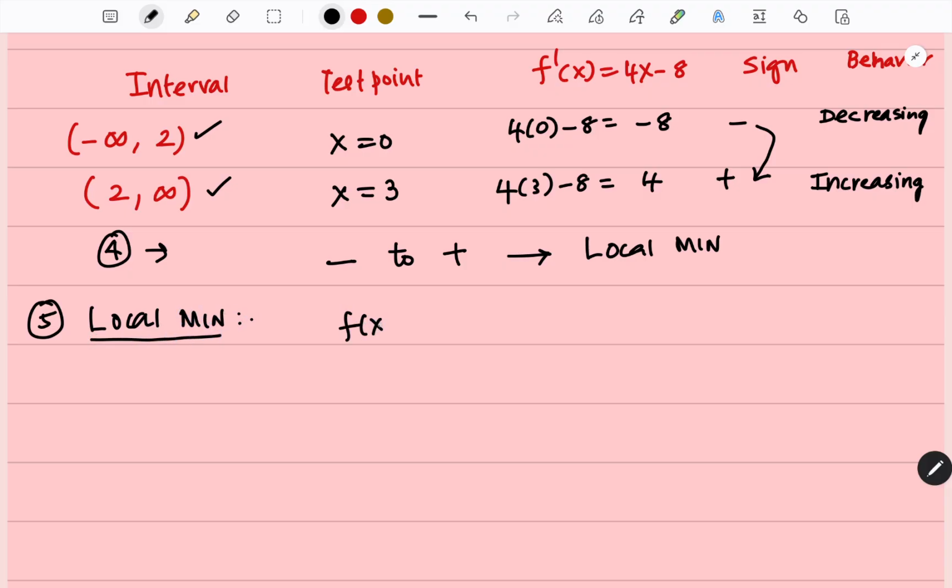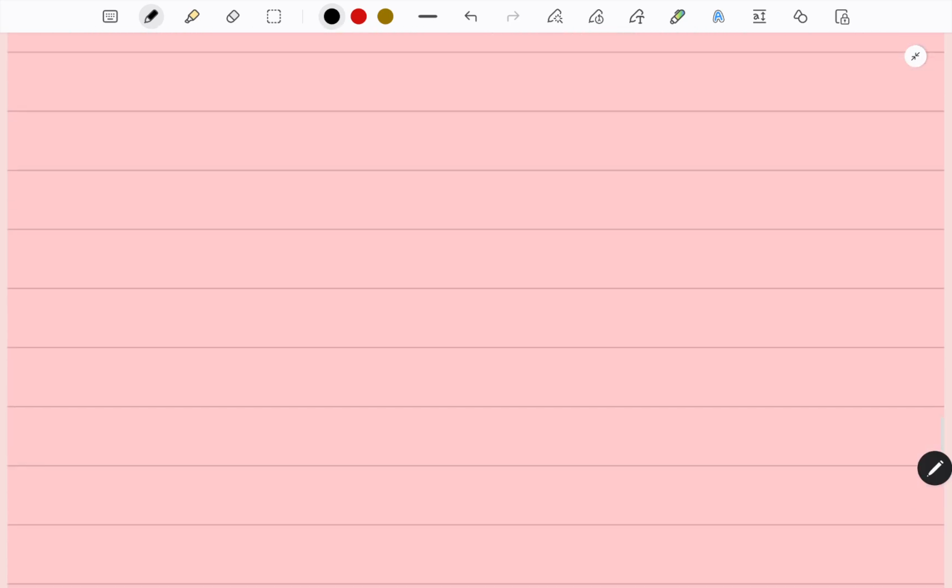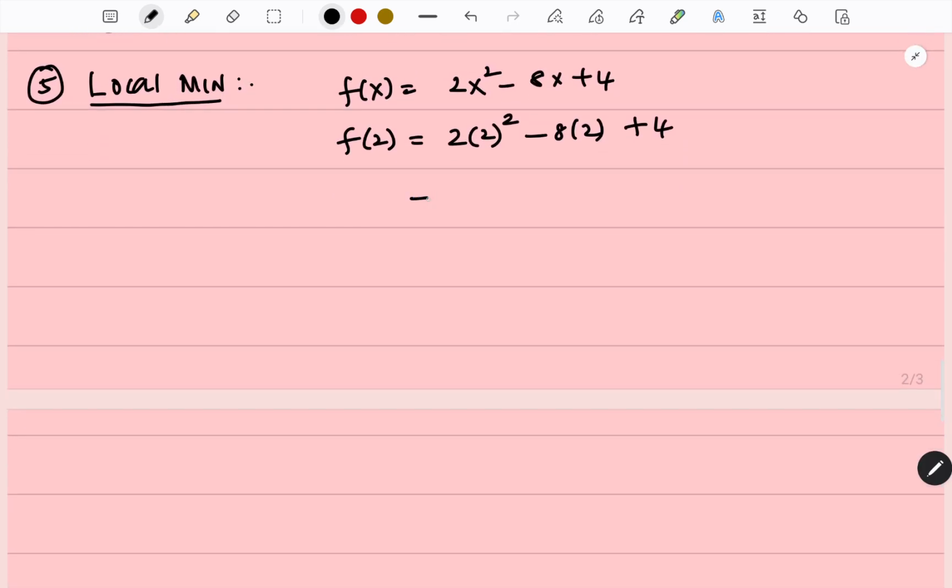So what's your function? F of x is equal to 2x squared minus 8x plus 4. You're going to put x is equal to 2, which is 2 into 2 squared. I should not make mistakes. Let me do it manually. I'm not going to put it in the calculator. Okay, right. So this is equal to 4 into 2 is 8, minus 16 plus 4, which is equal to 8 plus 4 is 12. 12 minus 16 is going to be minus 4. Okay. You got minus 4, right? At which point? At this point 2. So it means 2 comma minus 4.